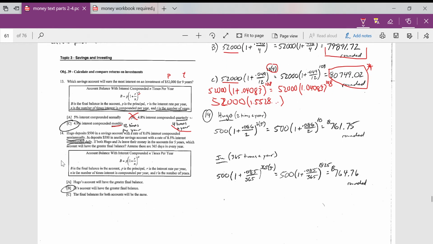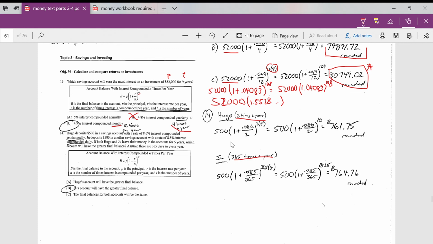So number 14 here, you can deposit $500 into a savings account with a rate of 8.6, compounded semi-annually. Semi-annually means 2 times a year. Someone else deposits $500, so same amount, in a savings account at 8.5, so it's a little less interest, but it's compounded daily. So we can't just look at this and know, because one has a higher interest rate and the other gets compounded more often. So daily means 365 times a year. Okay, and it just asks which account will have the greatest balance.